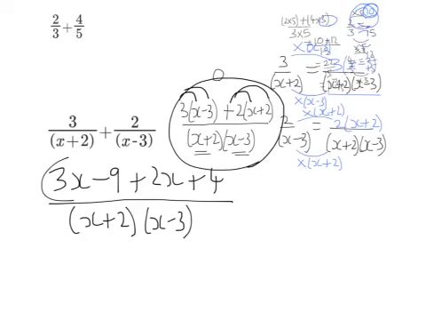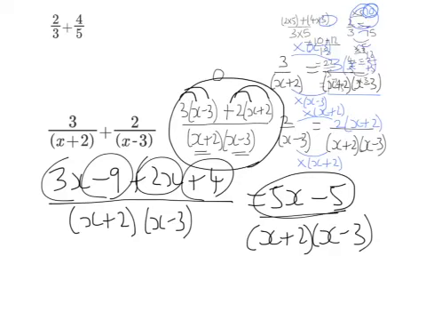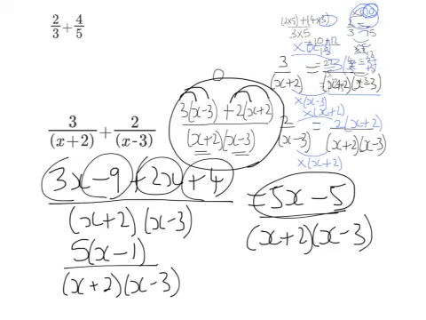So 3x plus 2x is 5x, minus 9 plus 4 is minus 5, over x plus 2, x minus 3. I could leave it like that. If I happen to notice that the top will factorise, which it does, it's probably better, as it asked me to simplify it, to actually get it as simple as I can. And that is my answer.